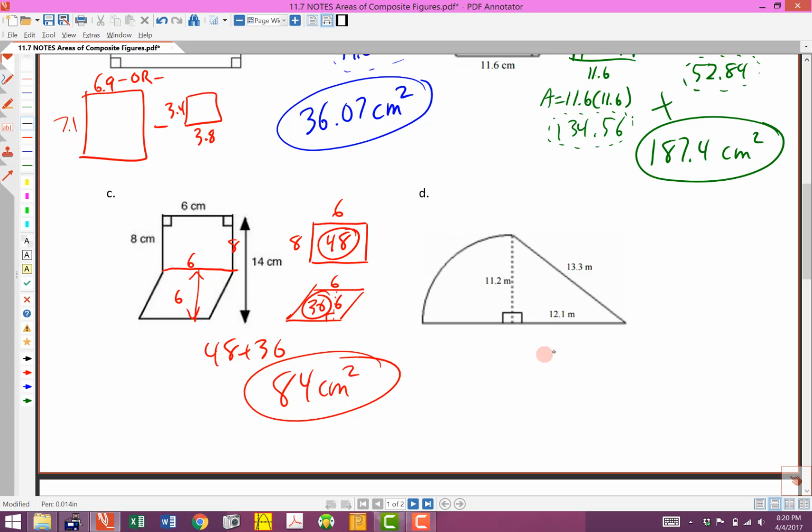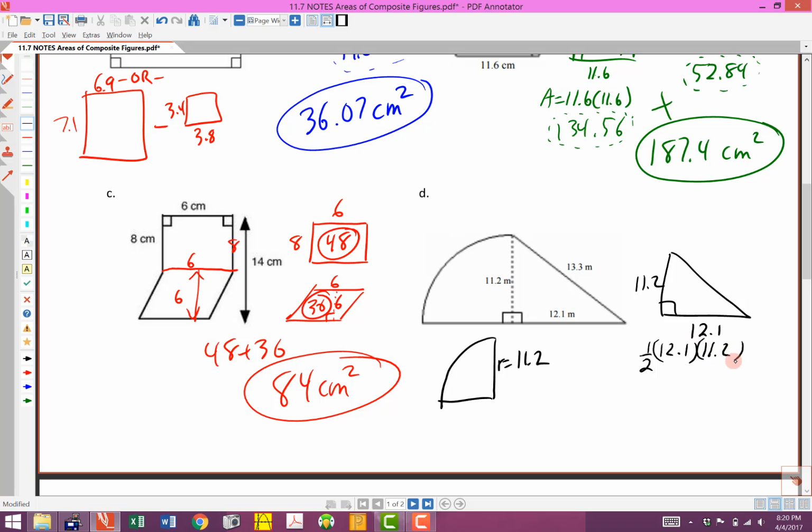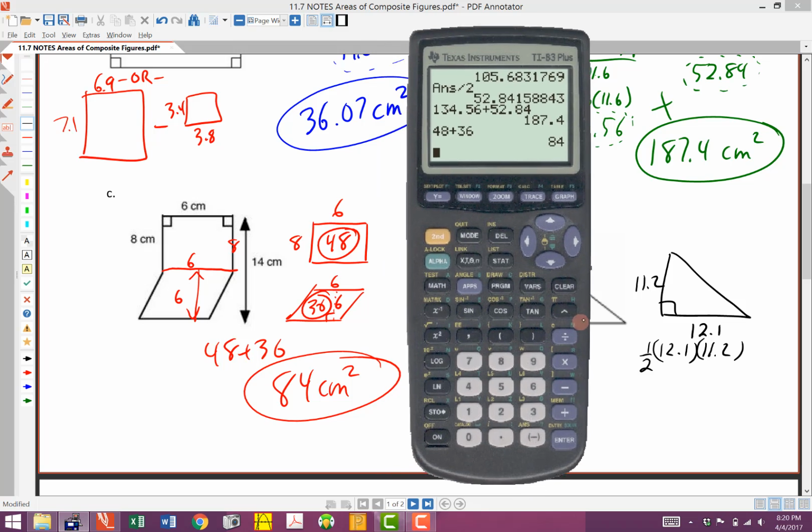Let's take a look at this last one on this side. What we've got here is a quarter circle. You'll notice that the radius is 11.2, and then we've got a triangle, and that triangle, they've given us pretty much all the information. The base is 12.1, and the height, which is the same as the radius over here, is 11.2. So we're going to do 1/2 the base times the height, 11.2, and then over on this one, tell you what, we'll come back to that one right there. Think about how we're going to do that one in just a second, because that's a quarter circle.